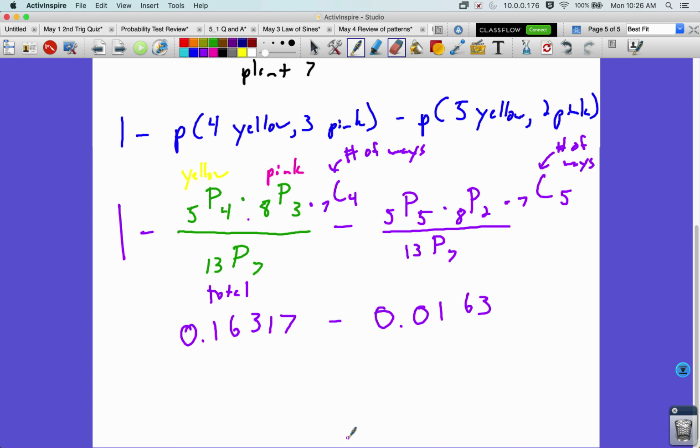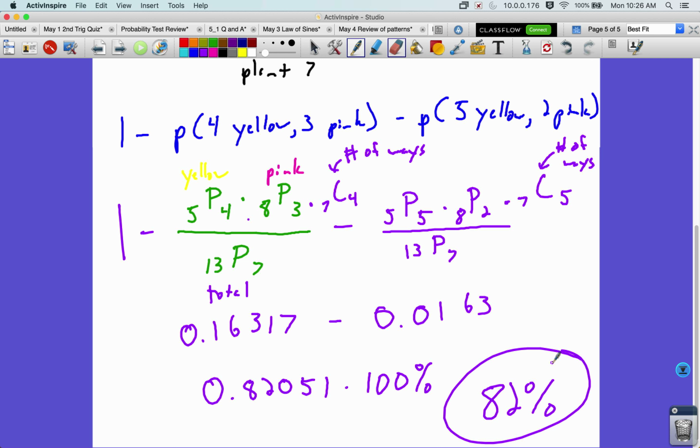So 1 minus that number minus 0.16317. I get 0.82051. I'm going to multiply that by 100%. Get there's an 82% chance that at most 3 of them will be yellow.